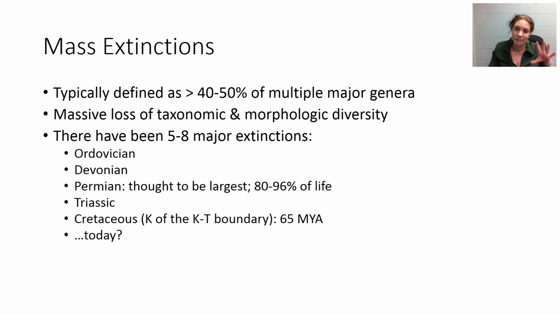But our 5 major mass extinctions to date are the Ordovician, the first one that we've got evidence for in the fossil record, the Devonian, the Permian, which was particularly severe. It was thought to be the worst of the mass extinctions. We'll talk about that one in particular. The Triassic and the Cretaceous, that's actually the K of the KT boundary, the one that occurred about 65 million years ago and ended the dinosaurs. And then, are we number 6?